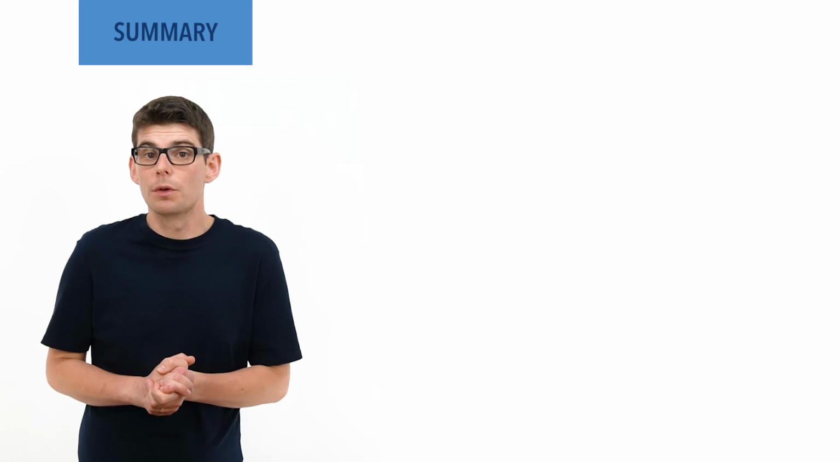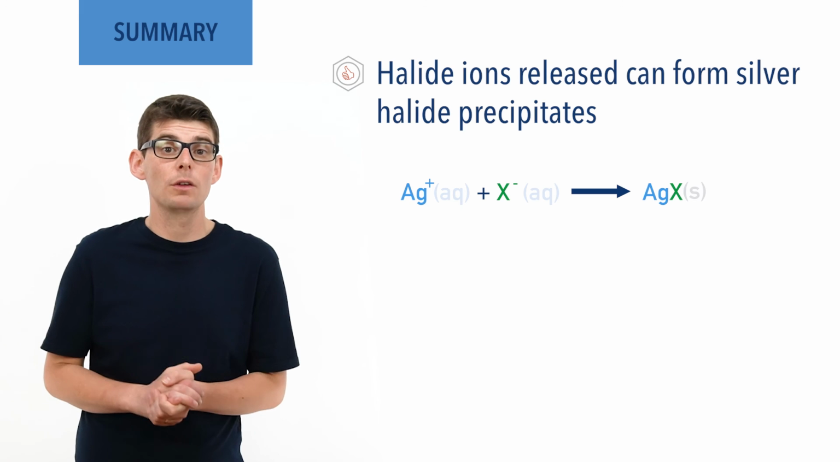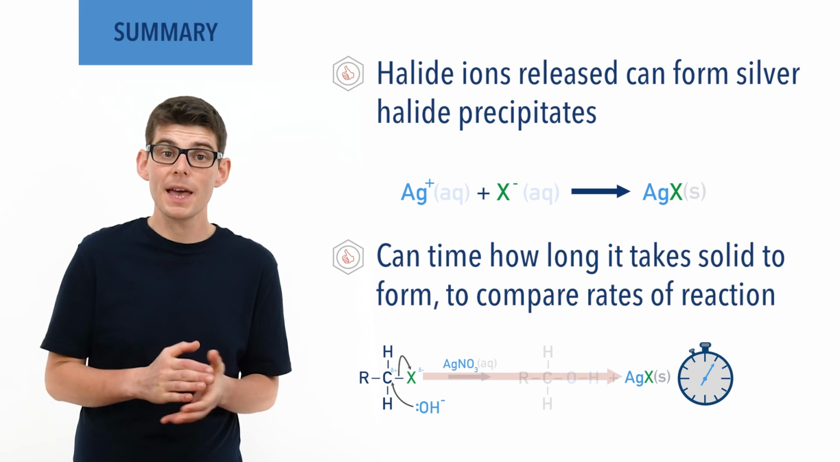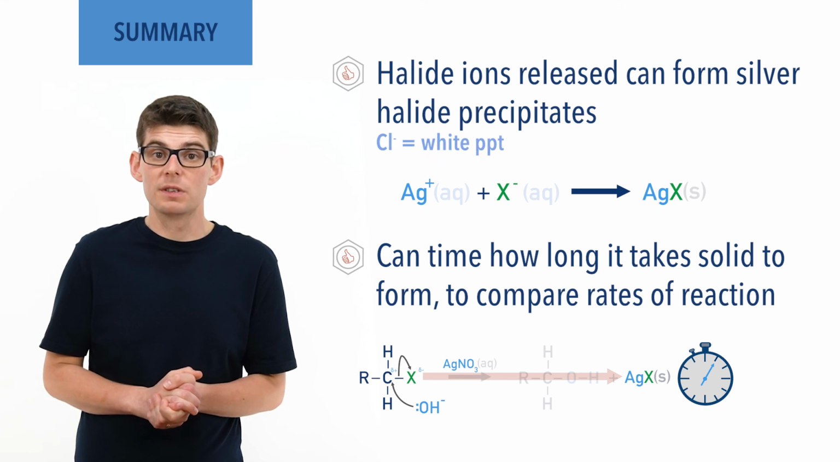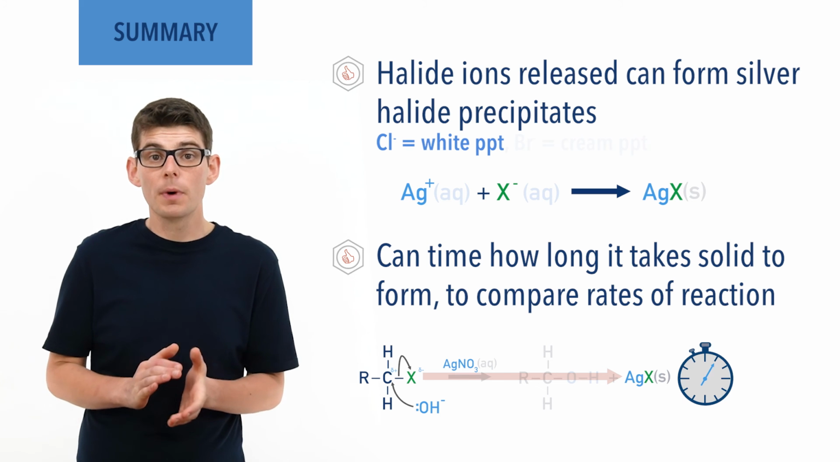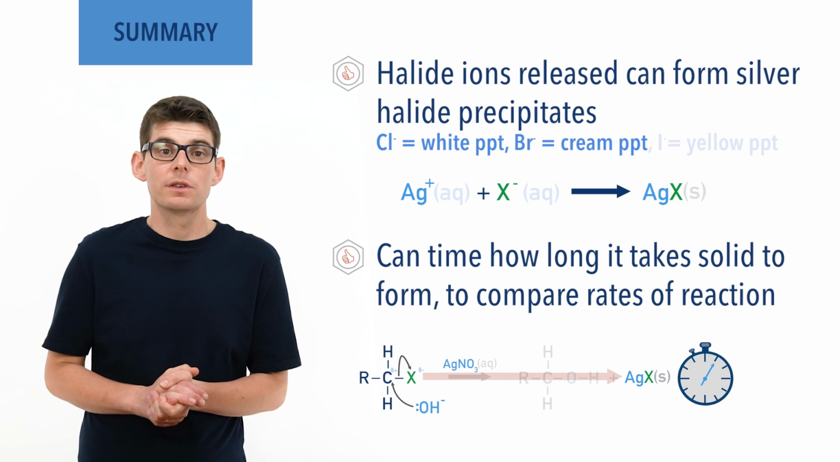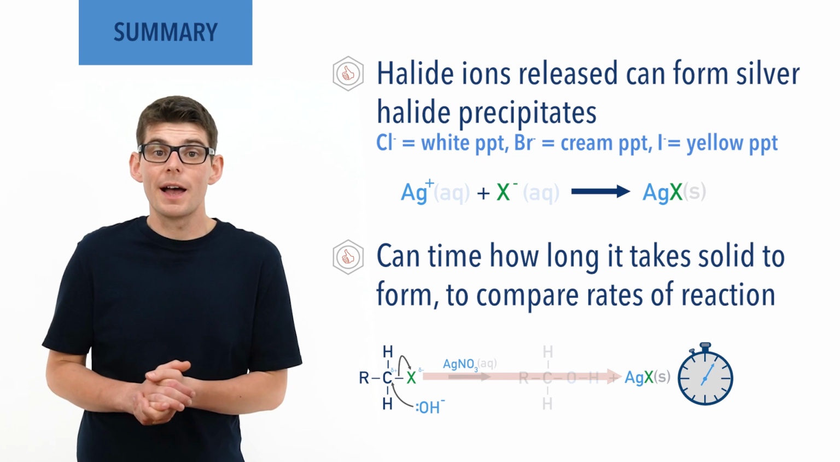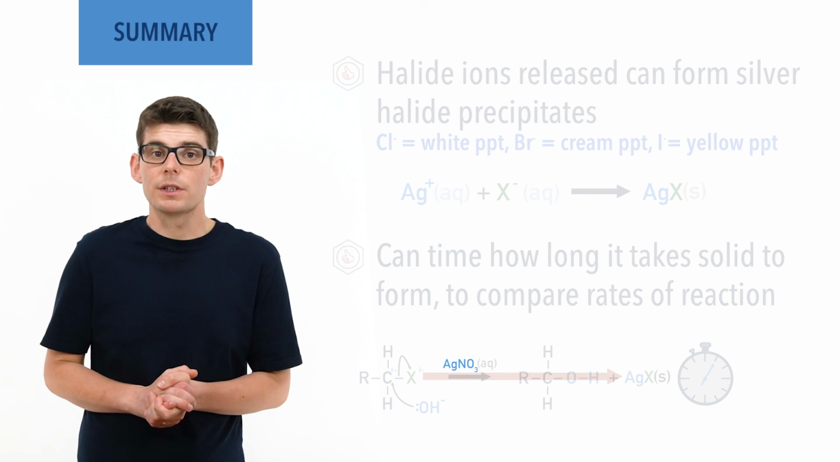Halide ions released during the reaction can form precipitates with silver ions. By timing how long it takes to form a precipitate, the relative rates of such reactions can be compared for different halogenoalkanes. Chloride ions form a white precipitate, silver chloride. Bromide ions form a cream precipitate, silver bromide, and iodide ions form a yellow precipitate, silver iodide. Silver ions are added to the reaction mixture in the form of silver nitrate. The silver and nitrate ions don't interfere with the substitution reaction.